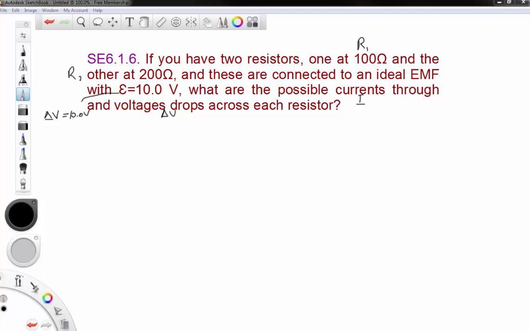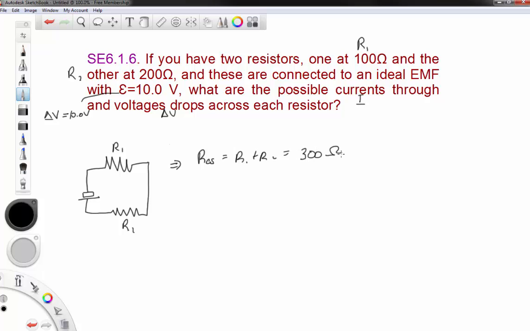So there's two ways that you can combine a pair of resistors with a battery. One is that you have a battery like this, and it goes through resistor R1. So here's R1. Then it goes through resistor R2, and it goes back to the battery. This is the series combination, and so in this case, R equivalent is in series. It's R1 plus R2, and that gives us 100 plus 200, which is 300 ohms.